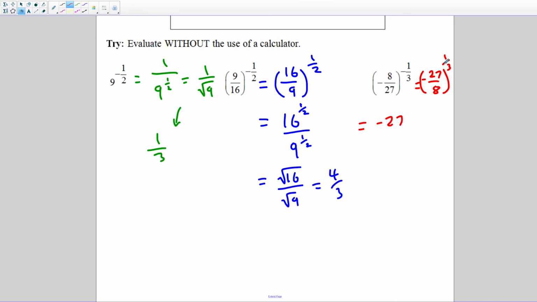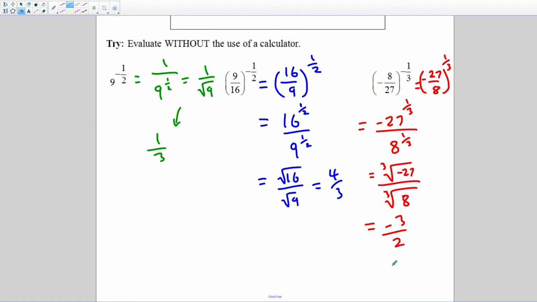So now I'm going to distribute that 1/3. So I have negative 27 to the power of 1/3 over 8 to the power of 1/3. So we're looking at the cube root of negative 27 over the cube root of 8. So this leaves me with negative 3 over positive 2.